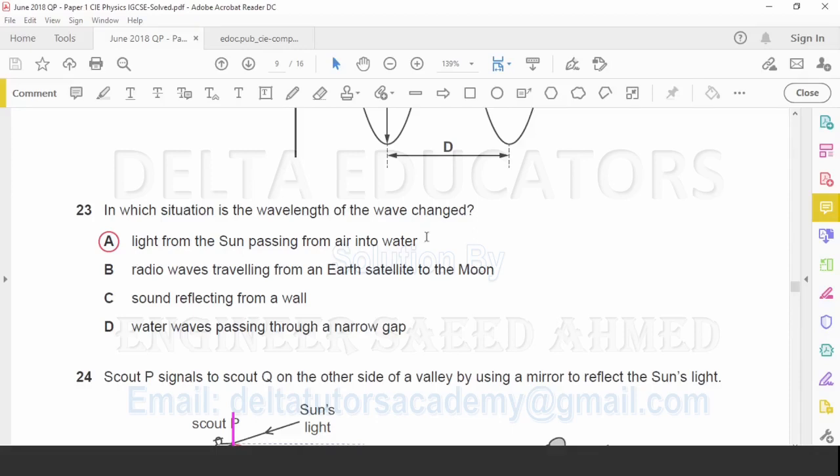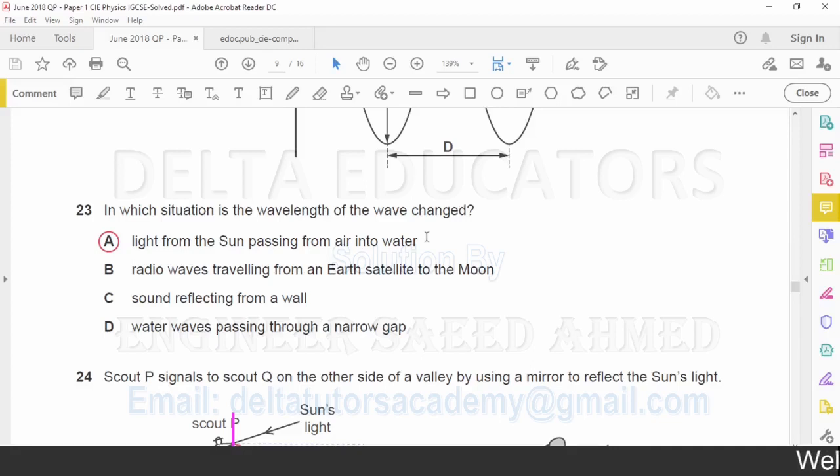What is given in the other options? Option B, radio waves traveling from an Earth satellite to the moon. When radio waves travel from an Earth satellite to the moon, these waves are traveling in vacuum. There is no change in the medium. So there will be no change in the wavelength. So this option is incorrect.